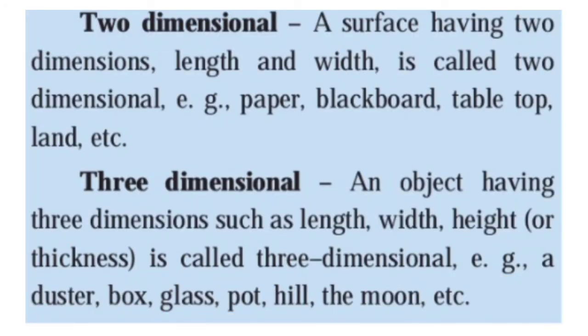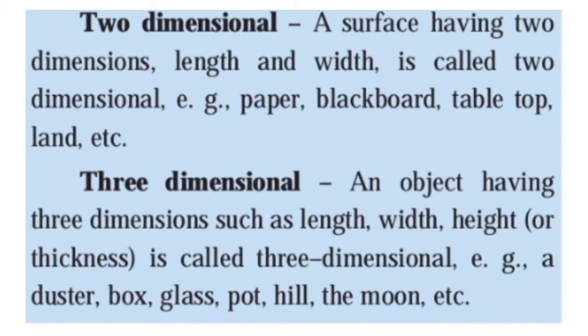Now here in this picture we can see the definition of two-dimensional and three-dimensional in detail. So let us read this and understand. Two-dimensional: a surface having two dimensions. Surface means the uppermost layer of the earth, and it has two dimensions, which are length and width, and it is called two-dimensional. For example, paper, blackboard, tabletop, land, etc.